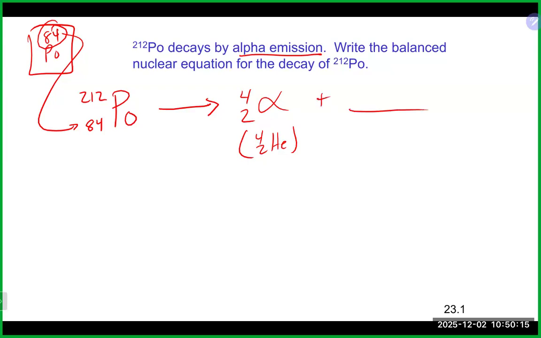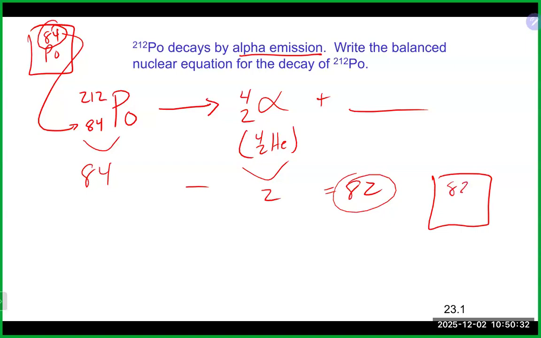So at this point, we would go through, and again, I would probably start with your atomic numbers. On the left-hand side, we have 84. On the right-hand side, we have 2. If we subtract that, that is 82. I would then go to the periodic table and find number 82, and number 82 tells me it is lead. That is the missing one, and it should have an 82.